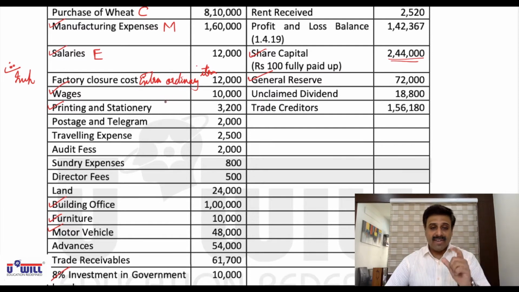Okay, you can rewind and listen to it once again if you get confused. But the extraordinary item will directly come in the P&L statement after all the expenses and before profit before tax.